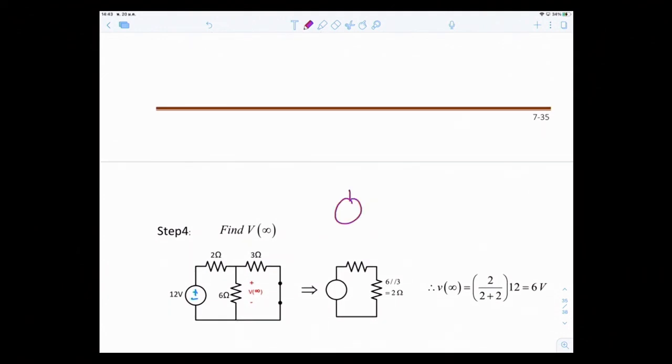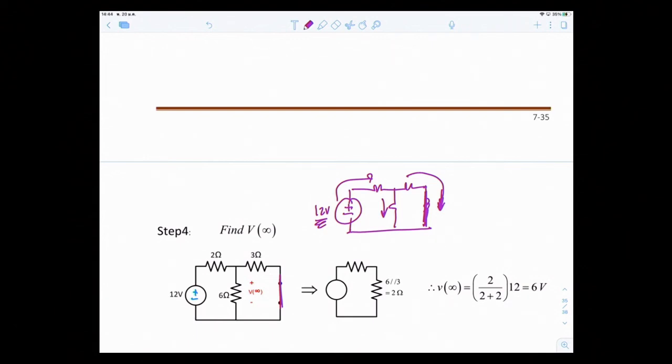So the circuit looks like this, 12 volt. Current flows like this, then goes here, then goes here, right? But at infinity, we assume that it has again reached steady state, so the current passing through here will not change anymore. It's a DC circuit. So therefore, the inductor would act like a short again. So it becomes a short like this.